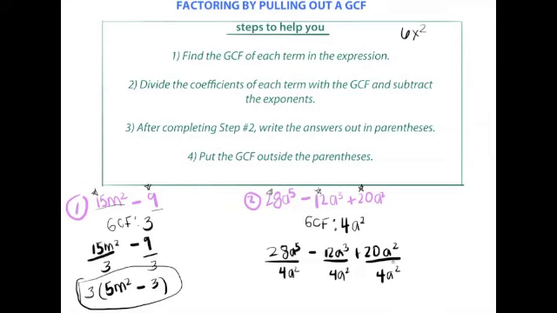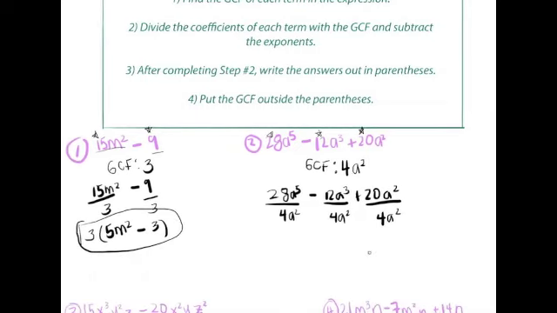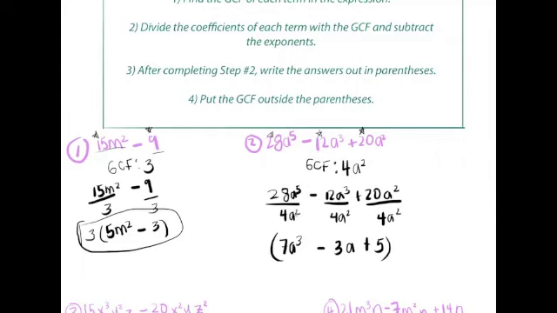Simplify each of these little fractions that we have, and I end up with 7a to the 3rd, 3a, and 5. Okay, put that in a parenthesis, write my GCF on the outside, and there we go.